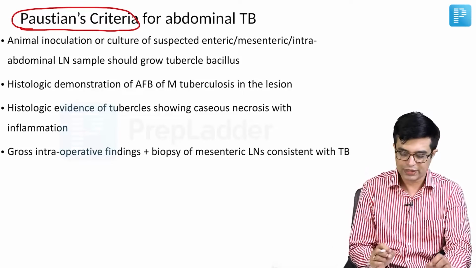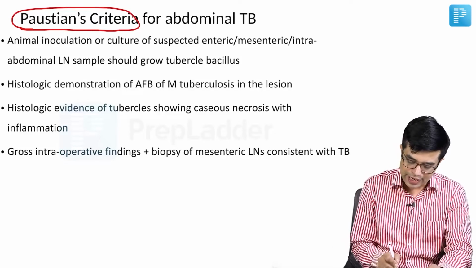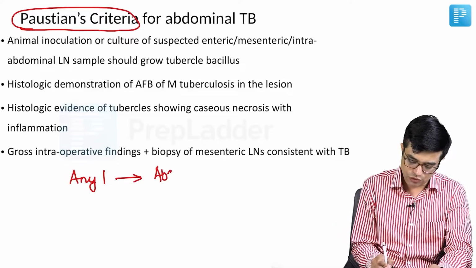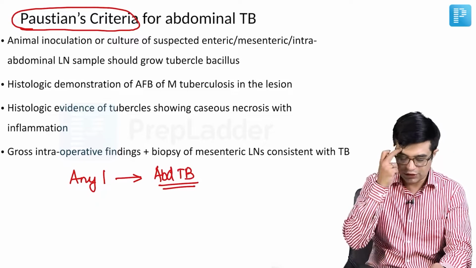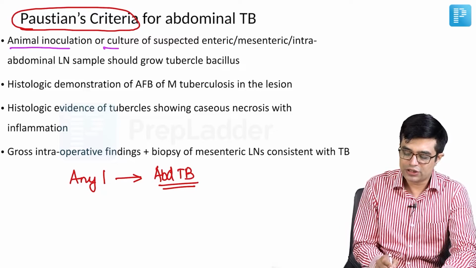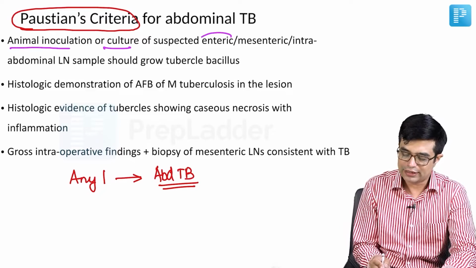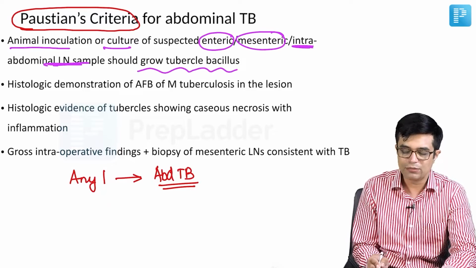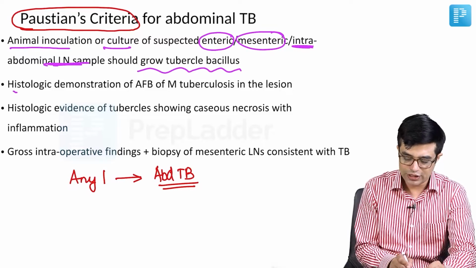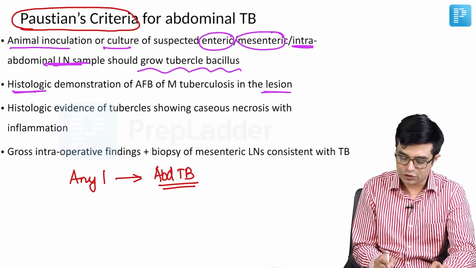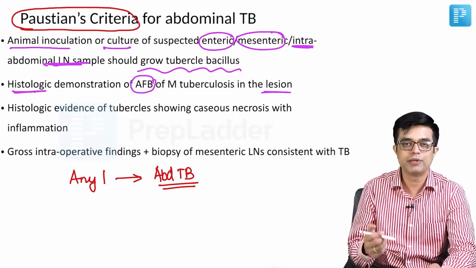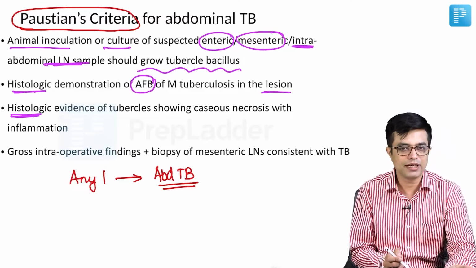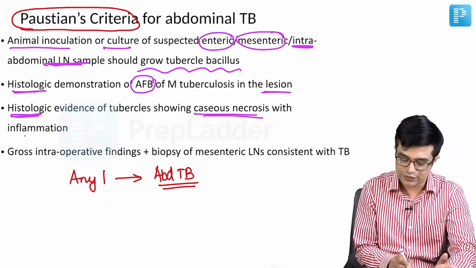So what is the criteria? There are 4 criteria which are mentioned. Any one out of these 4, if it is present, you should suspect abdominal tuberculosis according to this criteria. First, when you do animal inoculation or culture of material taken from either intestine or mesentery or lymph node sample, that should grow tubercle bacillus, right? Second, when you do histology of the lesion, you should find acid-fast bacilli belonging to Mycobacterium tuberculosis. Third, when you do histology, even if no acid-fast bacilli are found, there should be caseous necrosis with inflammation.